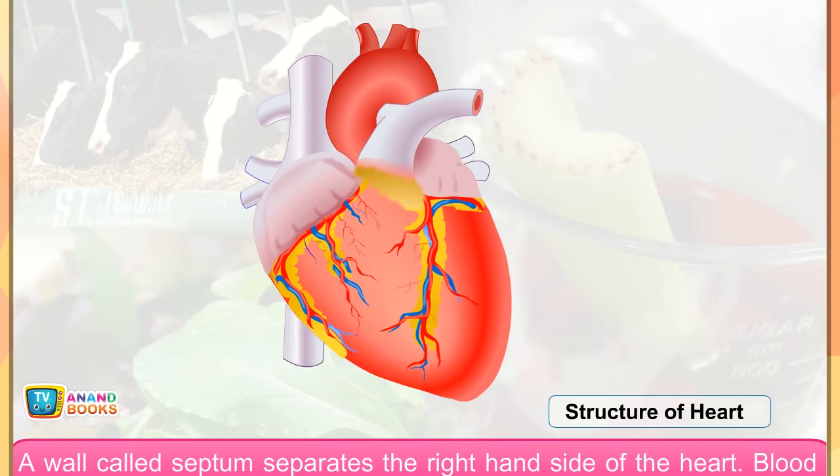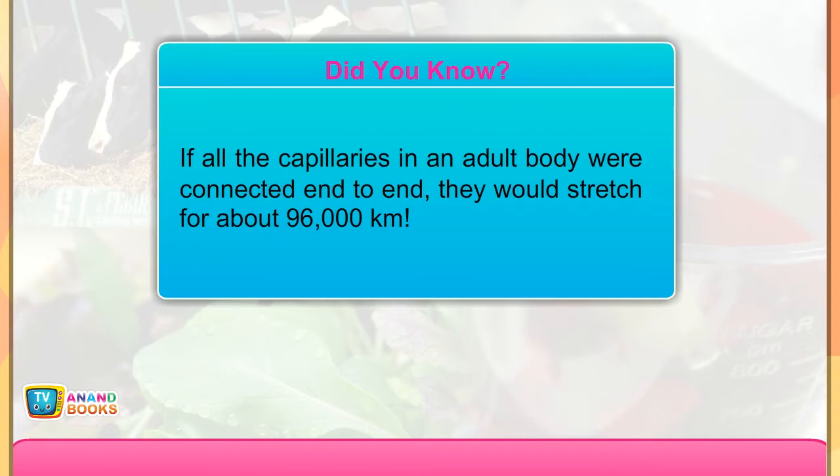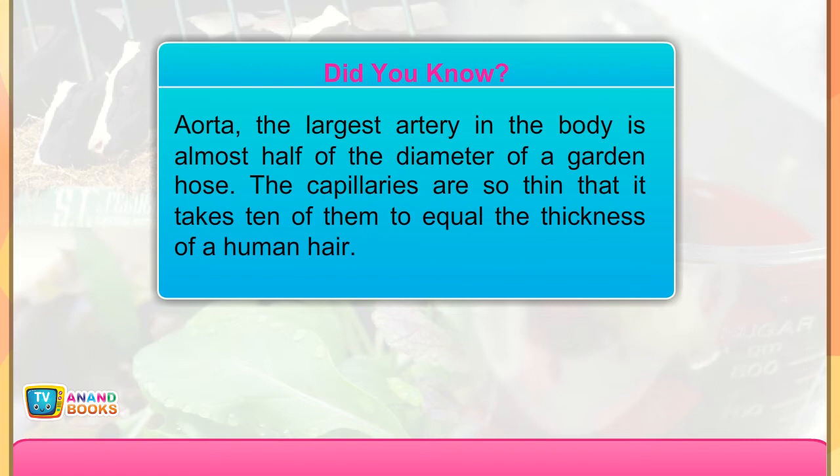Blood circulates to all the parts of the body through arteries and veins. Arteries carry oxygenated blood to the body parts while veins carry carbon dioxide-rich blood back to the heart. Did you know? If all the capillaries in an adult body were connected end to end, they would stretch about 96,000 kilometers. Did you know? Aorta, the largest artery in the body, is almost half of the diameter of a garden hose. The capillaries are so thin that it takes 10 of them to equal the thickness of a human hair.